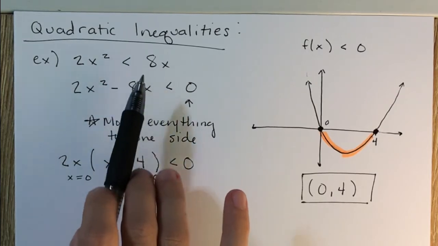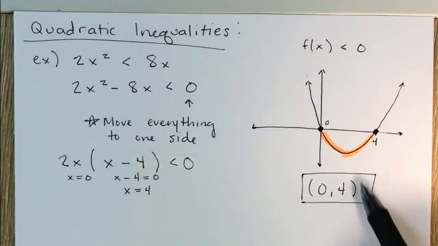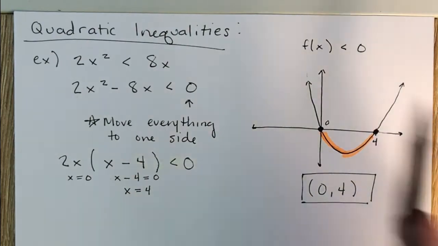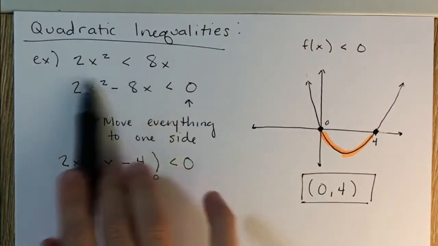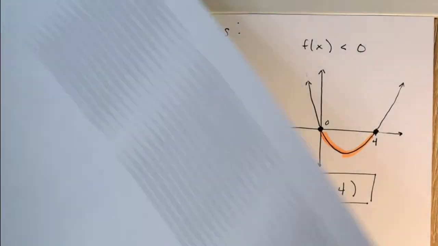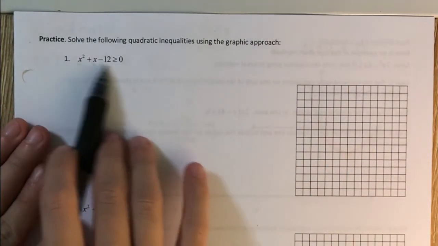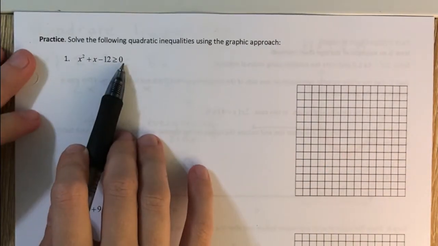Definitely not. So it's not true. Any x value that's outside of this interval is going to make this statement false. Any x value inside of this interval is going to make it true. So we want to find all x values here that make this statement true.